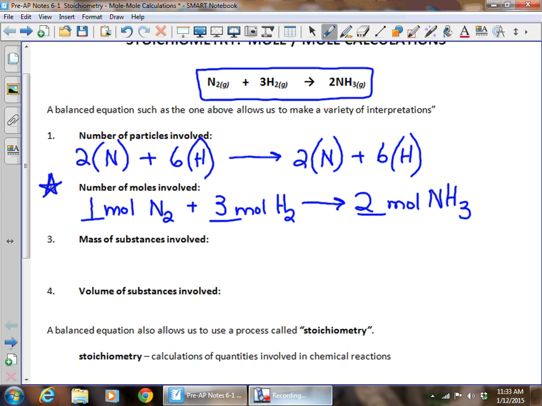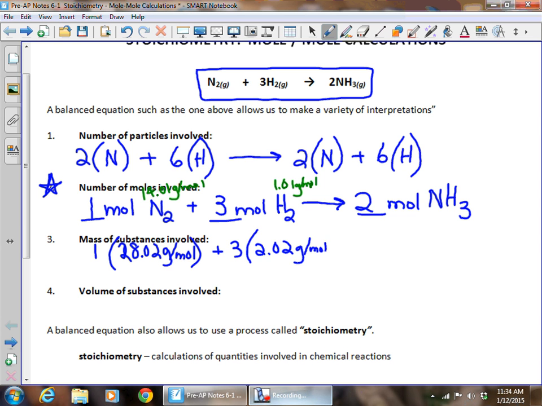We can also talk about the mass of the substances involved. Well, if we are talking about 1 mole of nitrogen, 3 moles of hydrogen, and 2 moles of NH3, we know that each of our nitrogen atoms is 14.01 grams per mole. We know that each of our hydrogen atoms is 1.01 grams per mole. So if we have 1 diatomic nitrogen, then that means that we are going to have 1 times 28.02 grams per mole for the whole diatomic nitrogen molecule. If each hydrogen is 1.01, we're going to have 3 times 2.02 grams per mole for the entire amount of hydrogen that's involved. And that's going to total out to be 34.08 grams of reactants involved in this chemical reaction.